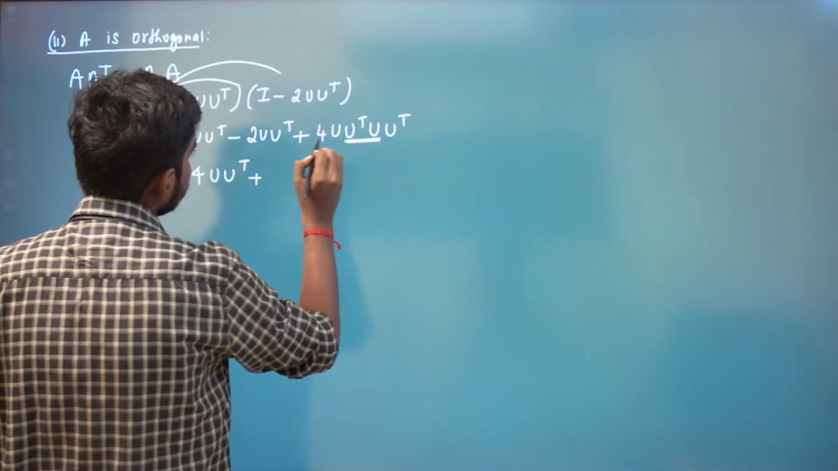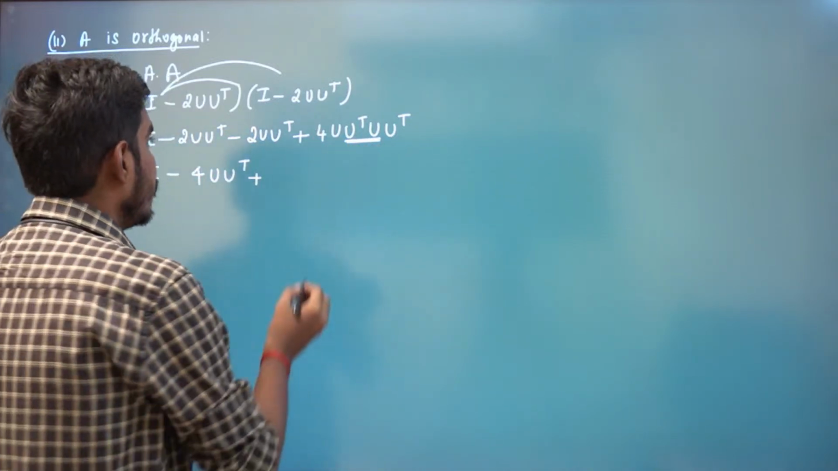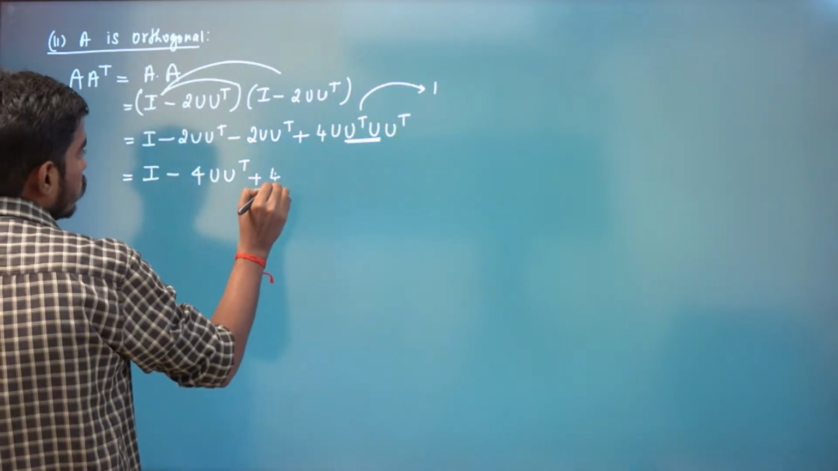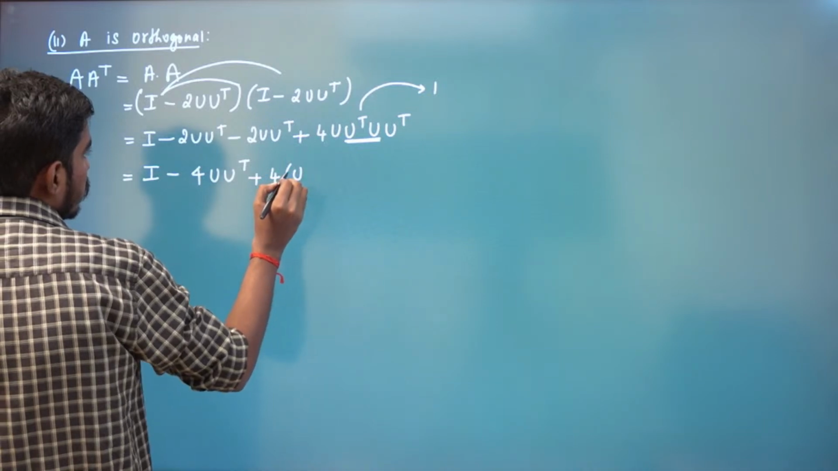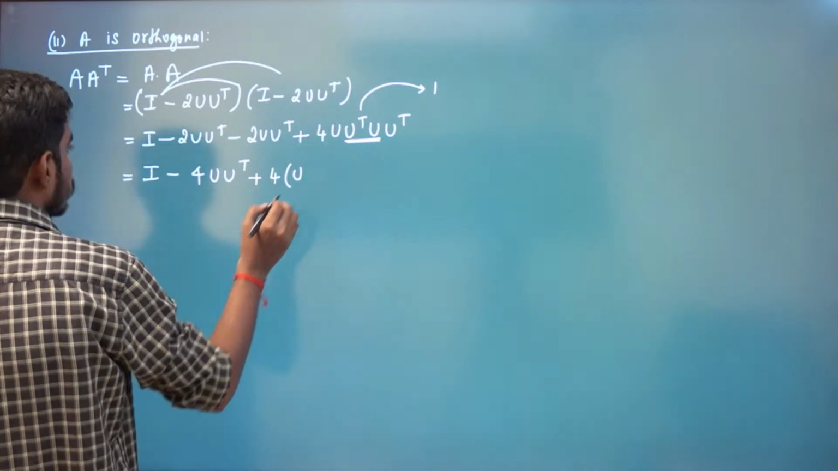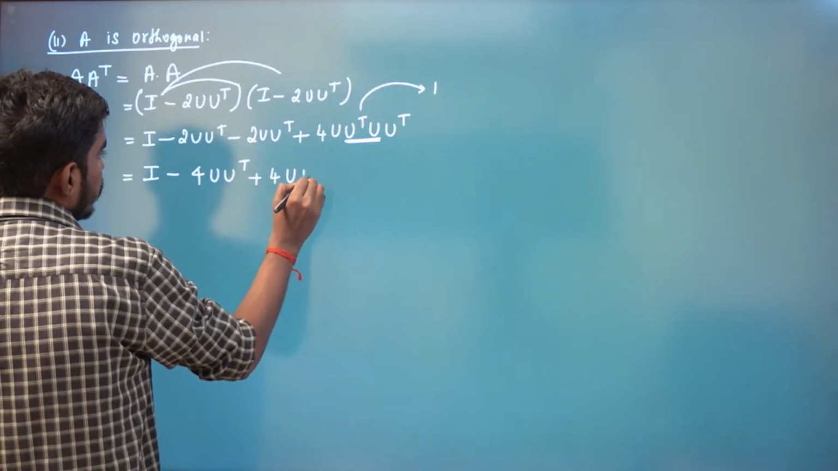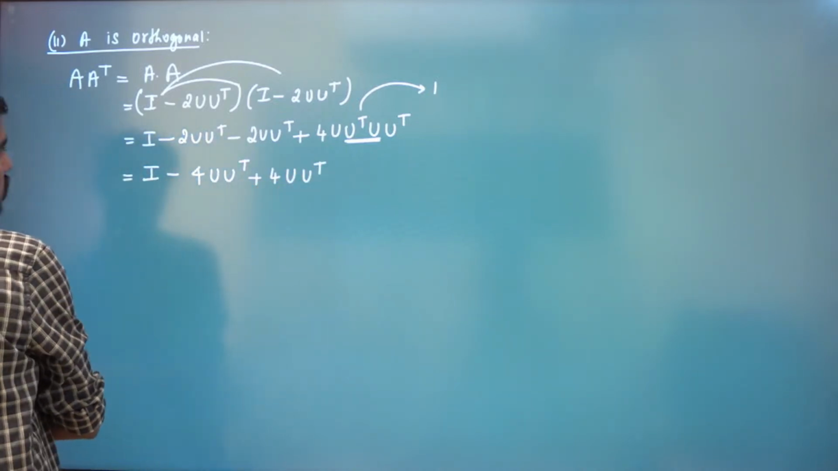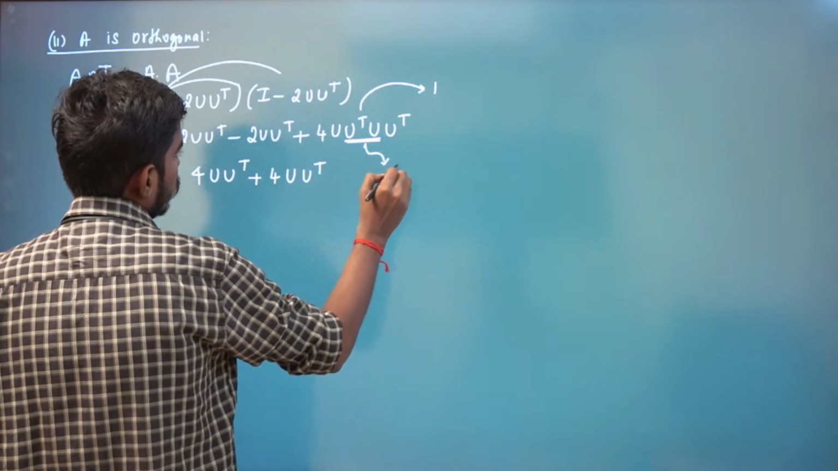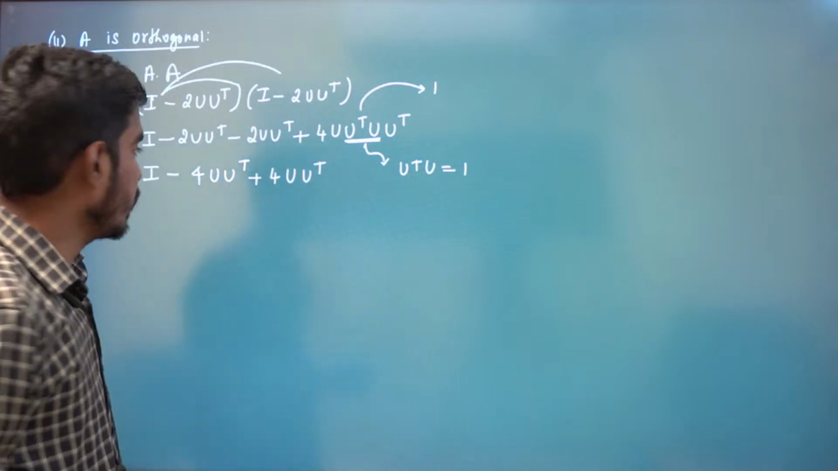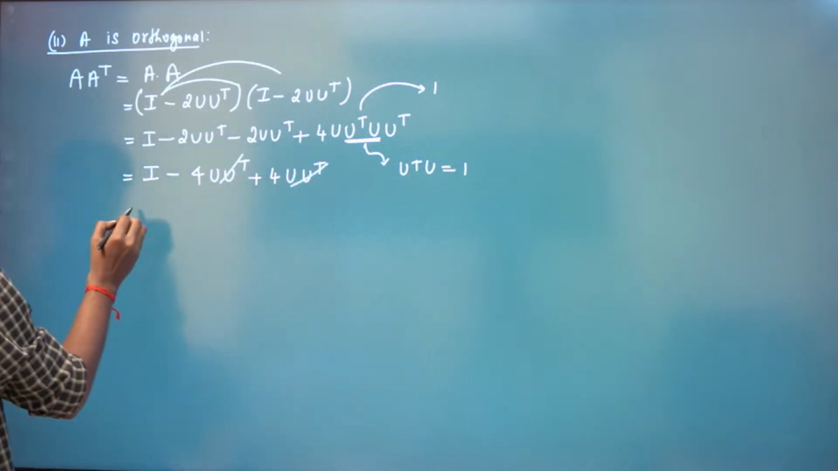So can I merge this U transpose into U? Can I write this as 1? So we'll have 4 times U into U transpose, because we know that U transpose into U is equal to 1 if U is a unit column vector. These two will get cancelled.